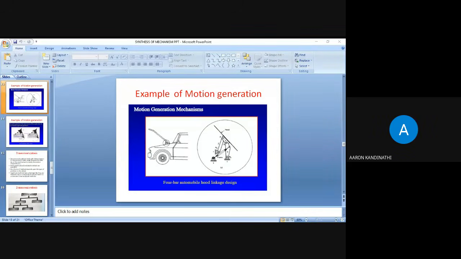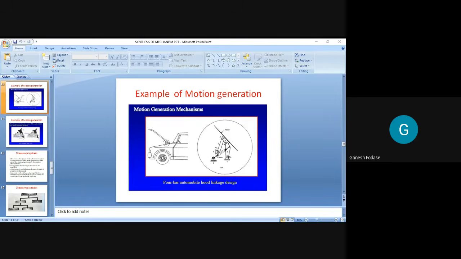So talking about function generation. As we saw, the output link is a function of the input link, right? How can it be a problem, sir? Problem here means it's a statement. It's a design statement to you. You have to design a mechanism. Let's say we talk about a 4-bar mechanism. You have to design a mechanism in such a way that your output link motion should be according to the input motion. So this design problem we call a problem of function generation.